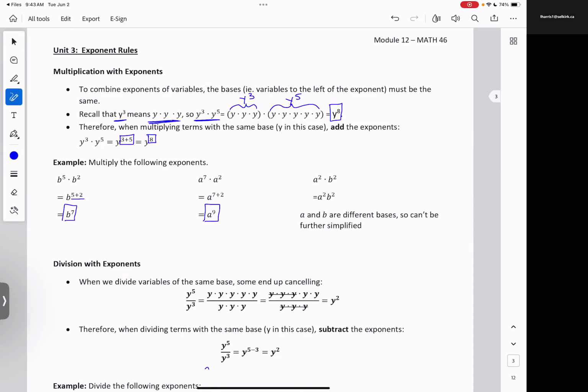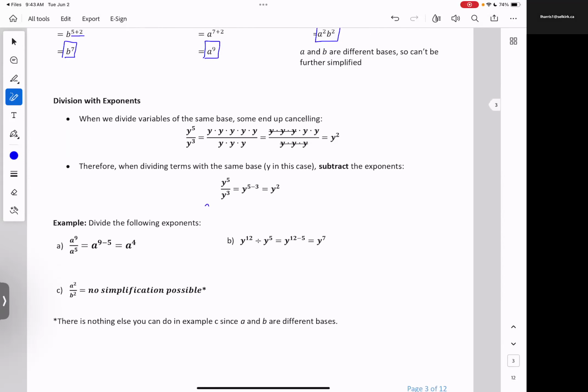And then take a look at the third example. So here you have a squared multiplied by b squared. If you want, you can get rid of the dot that means multiply, but you can't really simplify it at all. You can't do anything because they are different bases, so you can't add those exponents. Okay, so that's multiplying. If you're multiplying exponents with the same base, you add the exponents.